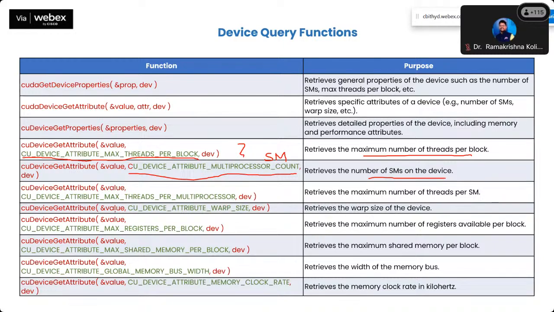Likewise, a lot of information is available. You can find the maximum threads per multiprocessor, the maximum registers per block allocated, and the maximum size of shared memory per block. All this information we can find easily by passing the device query function in a program.